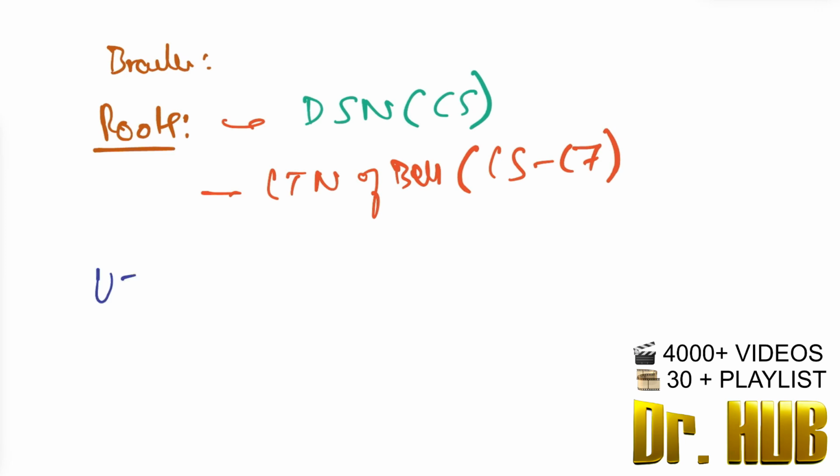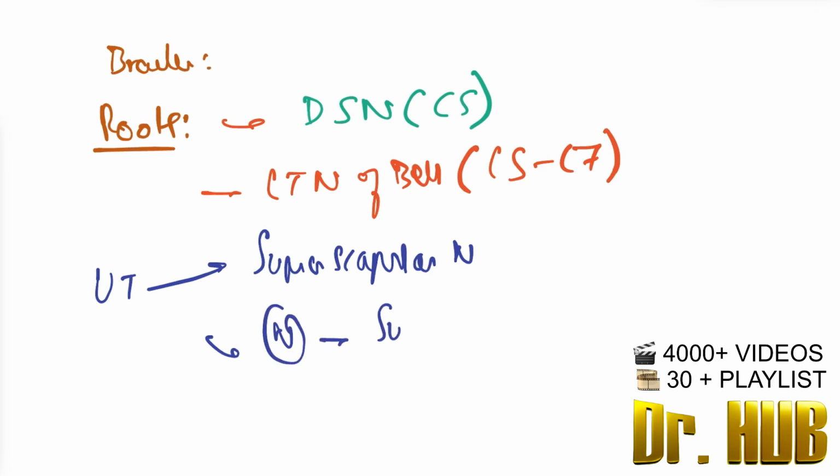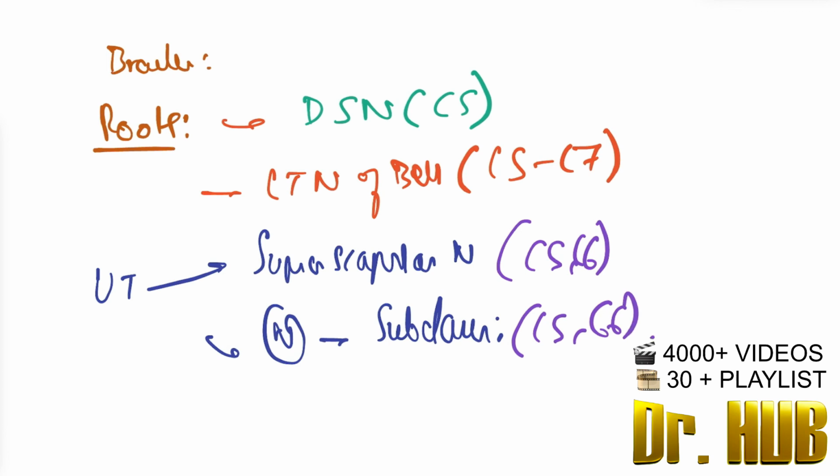Then looking at the upper trunk, it has the suprascapular nerve and the nerve to the subclavius. The suprascapular nerve is C5 to C6, and the nerve to the subclavius is again C5 to C6.